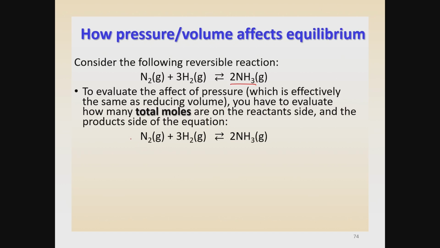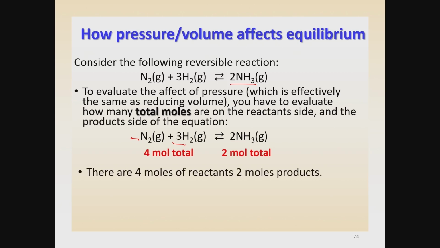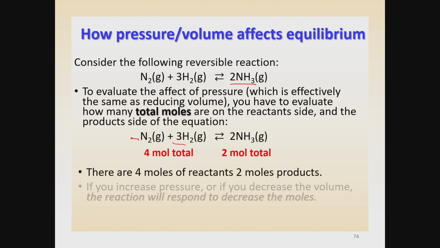You can see that in this equation, there is 1 mole of nitrogen and 3 moles of hydrogen. So there's a total there of 4 moles. And then on the product side, we only have 1 product here, so there is a total of 2 moles. All right, so there are 4 moles of reactants and 2 moles of products.